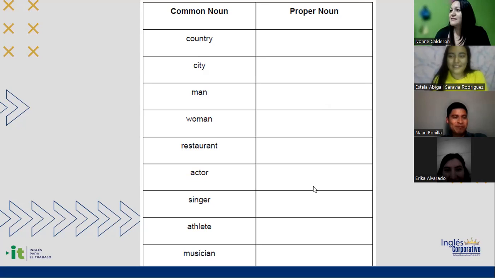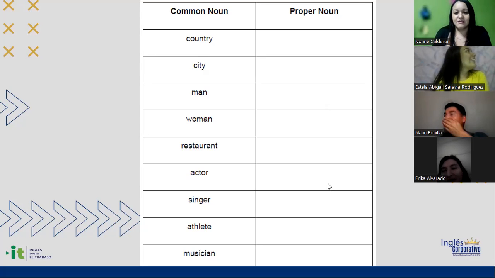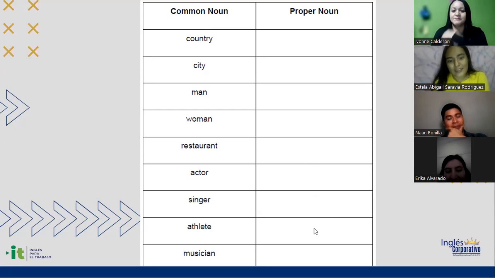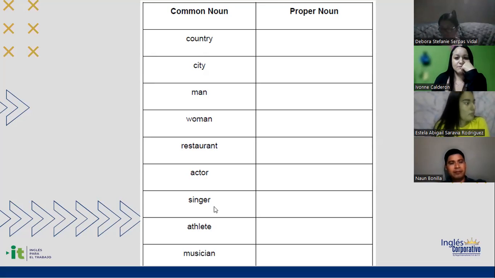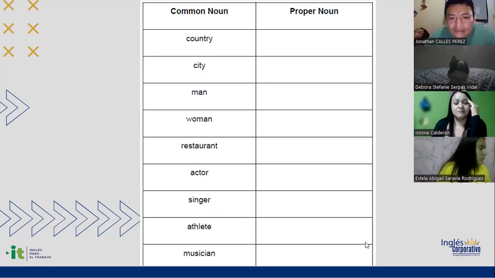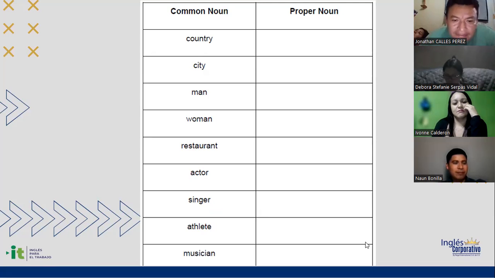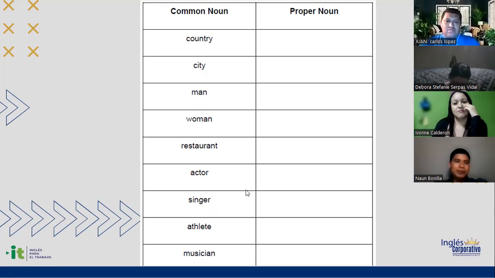Okay, thank you. The name of an actor, Erika. Brad Pitt. Brad Pitt, okay, good. The name of a singer, Elizabeth. Adele. Adele, excellent singer, right? The name of an athlete, Jonathan. Eva María Dimas. Eva María Dimas, right? For a moment, I tell you, say an athlete, teacher Javier Gomez.